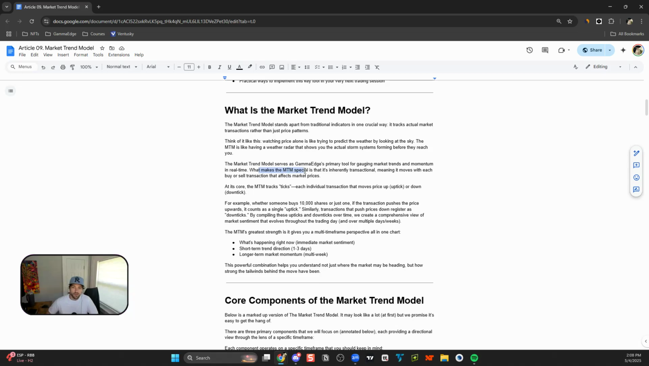What makes the market trend model unique is that it is inherently transactional, meaning that it moves with each buying and selling transaction that takes place in the market. Getting more specific, the market trend model tracks the tick index, and specifically the ticks. So when the market collectively ticks up, the market trend model is going to go higher. When the market collectively ticks down, the tick index in the market trend model is going to move lower.